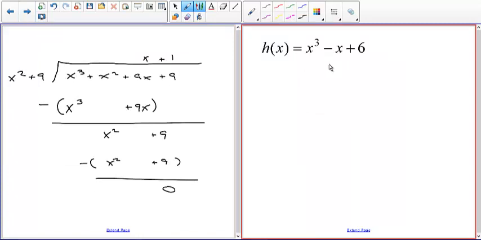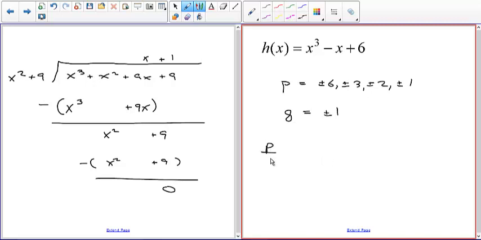So let's look at this one. It's missing the x squared term. We're not given any information, so we're going to have to guess what they are. So what we're going to do is use the rational zero test. So the factors of 6 are plus minus 6, plus minus 3, plus minus 2, plus minus 1, and q is just plus minus 1.